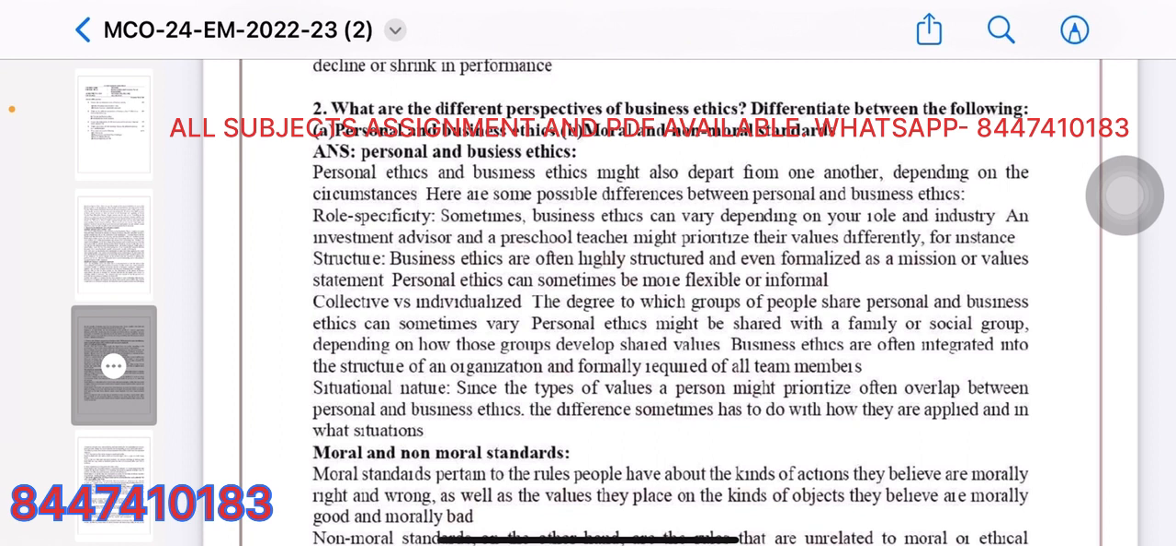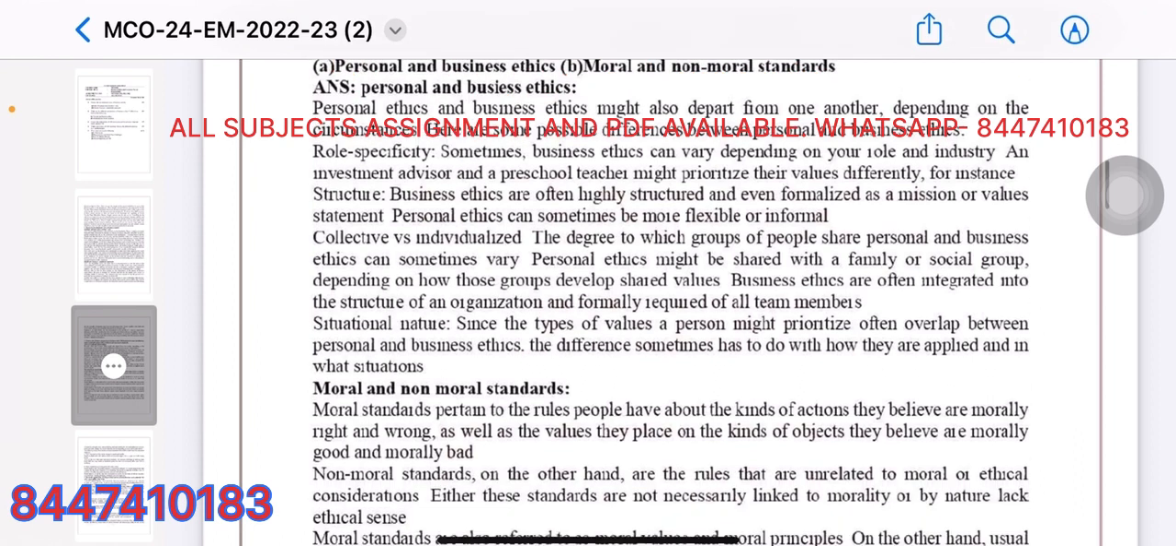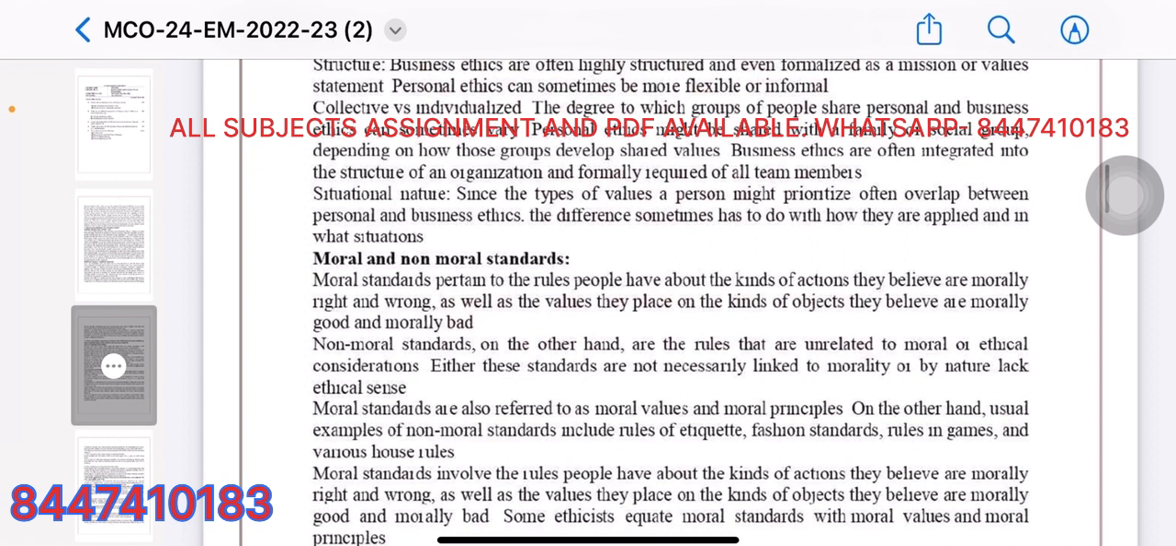Situational nature: since the types of values a person might prioritize often overlap between personal and business ethics, the difference sometimes has to do with how they are applied and in what situation. Moral and non-moral standards. Moral standards pertain to the rules people have about the kinds of actions they believe are morally right and wrong, as well as the values they place on the kinds of objects they believe are morally good and morally bad.